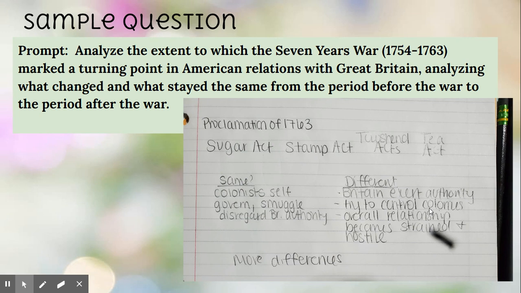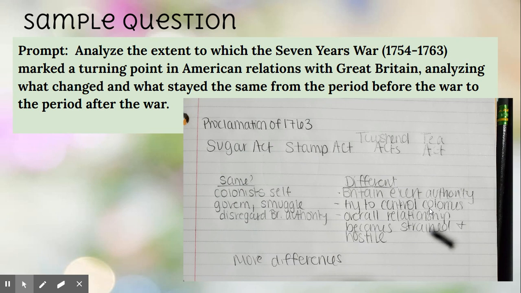Since this is a continuity and change, a good idea is to think about, list, brainstorm what is the same, what is different. And so I kind of made myself a list of, okay, what was the same between the British government and the colonies? Well, the colonies were still self-governing. They continued to smuggle. They still disrespected and disregarded British authority. What was different? Well, Britain is exerting more authority. They're taking on a much bigger role. They're trying to control the colonies. And overall, their relationship is much more strained and hostile. We had all these different laws and things that showed that.